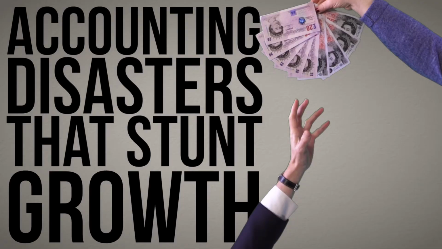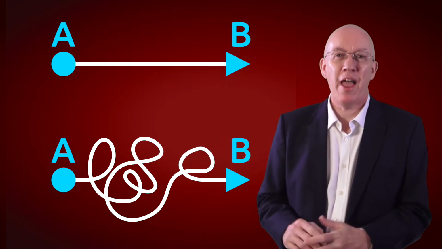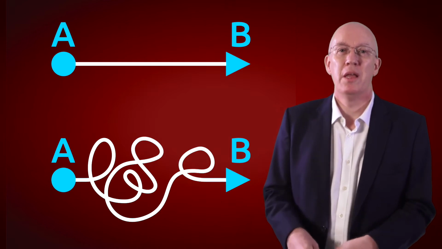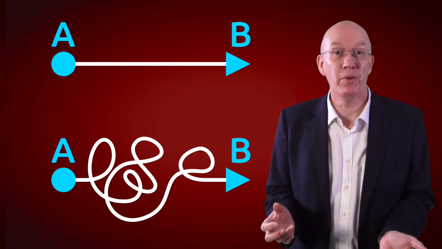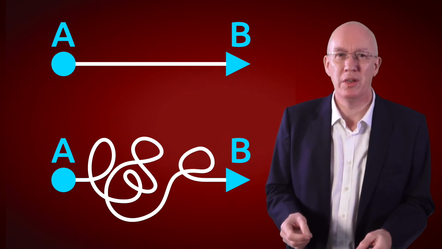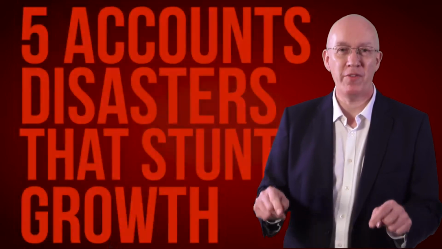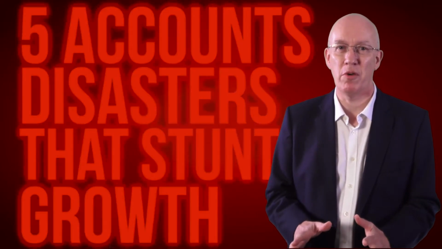Bad information leads to bad decisions. Every decision you take in your business is based upon some information or some data that you've got, even if it's gut feel. But how good is that information? Making bad financial decisions will stunt your growth at best, and at worst it could be catastrophic for your business. So here we have the 5 accounts disasters that could stunt the growth of your business.